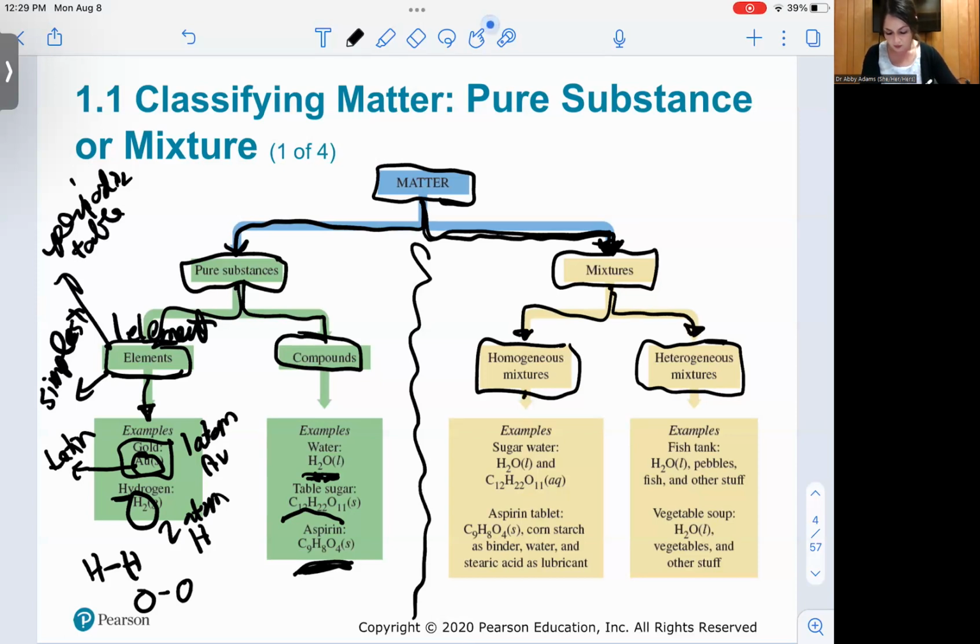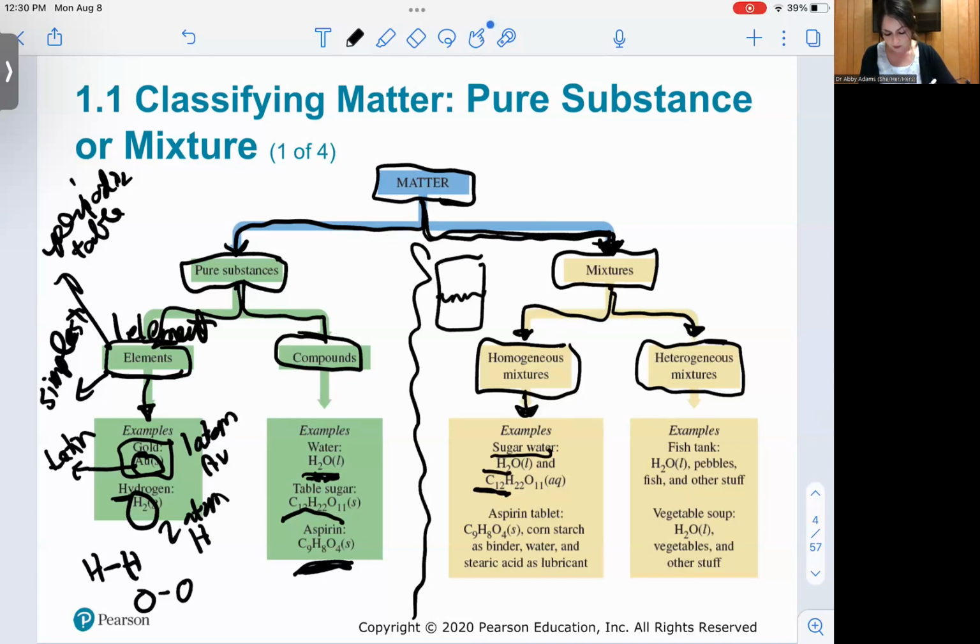And one example of a homogeneous mixture would be sugar water. Why? Because here you see we're building up, all right? We have water, which is a compound, and we have sugar, which is another compound, and we mix them together, right? That's a mixture. And what happens whenever you mix them together, all right?